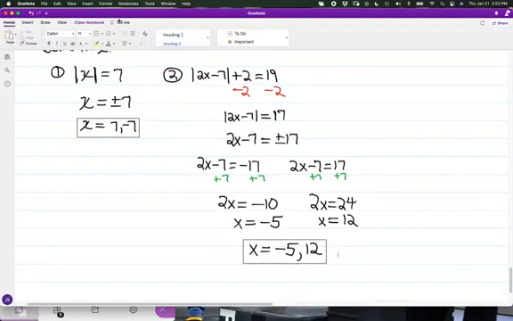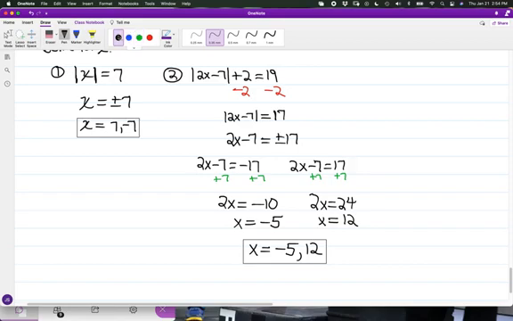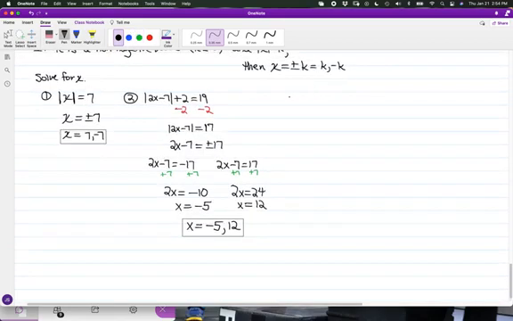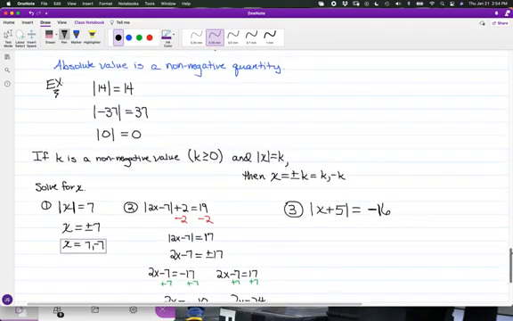And let's say that if we have another case here, we'll say we have that the absolute value of x plus 5 is equal to negative 16. Now we have one-to-one correspondence. We have the absolute value of x represented by x, and k is represented by negative 16.